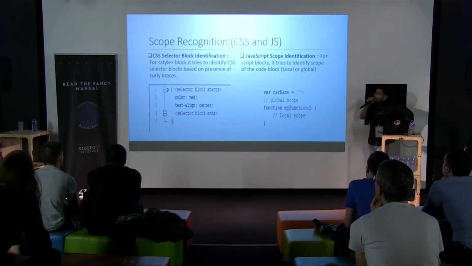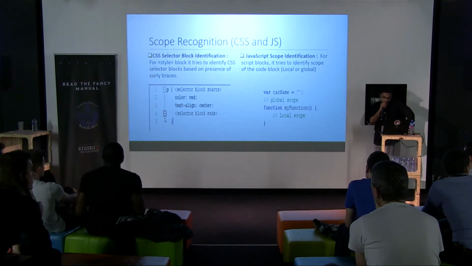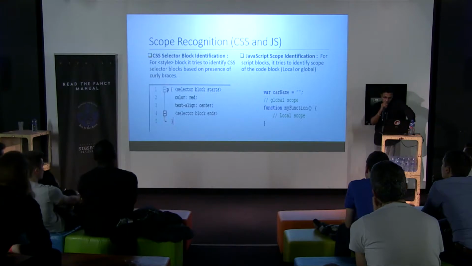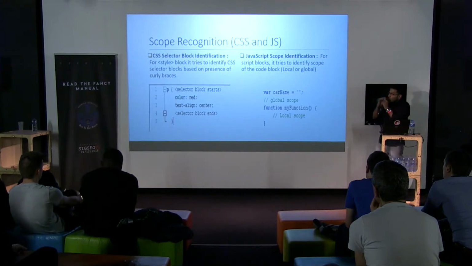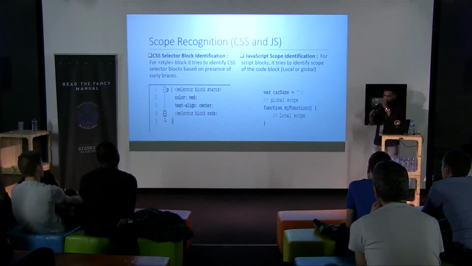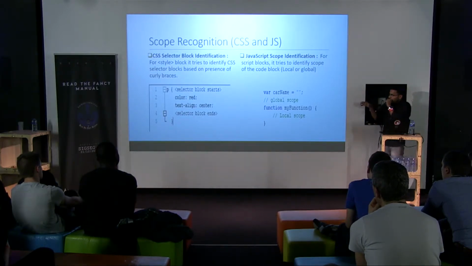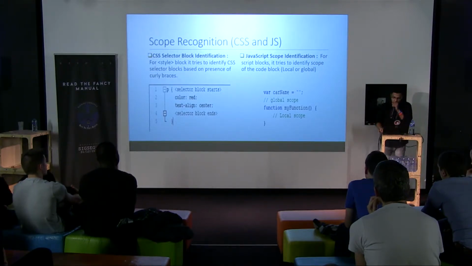Here is an example of scope recognition for CSS and JS. The example on the left side is a sample CSS code. As you can see, there are two places we need to identify: where the CSS block starts and where the CSS block ends. In those places, we can inject our fuzzing code. That is our primary goal here. On the right side is a sample JavaScript code. Our pattern recognition engine will try to identify the local scope and also the global scope of the JavaScript code, so that we can inject code into those places.